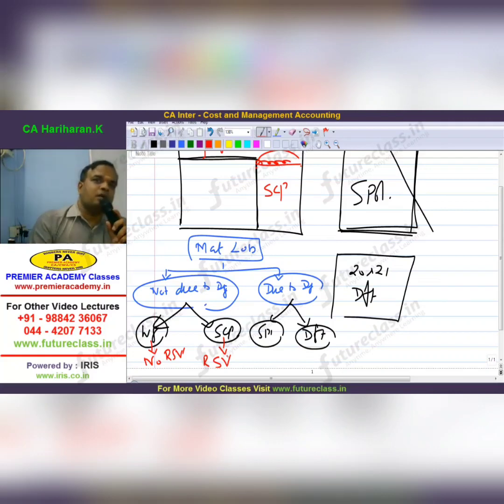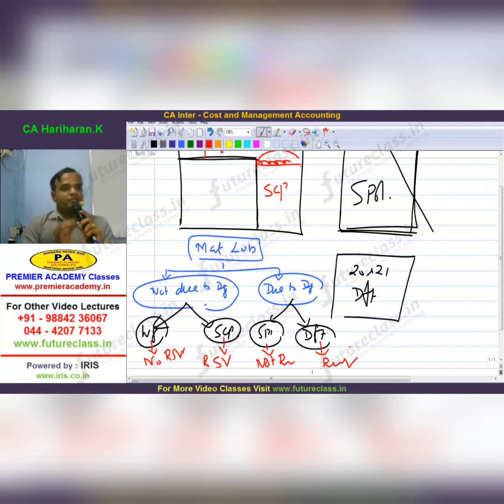Spoilage is rectifiable or not rectifiable? Spoilage, not rectifiable. Whereas defective, rectifiable or not rectifiable? With a small expense we can rectify it. It can be rectified. Now, have you understood the concept? Wastage, scrap, spoilage, defective. All of you? It's a famous question: short notes on wastage, scrap, spoilage, defective.